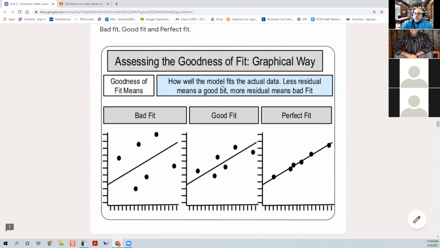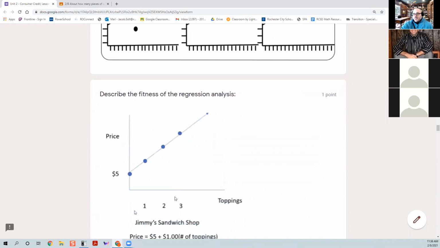So there's this idea of fitness. Fitness is how well the model, which is the line or the function we've chosen, fits the actual data. The more the line differs from that scatter plot dot, the more residual. The distance between the line and the dot is the residual. The wider that gets, the worse the fit. The shorter the residual between the dot and the line, the better the fit, right?